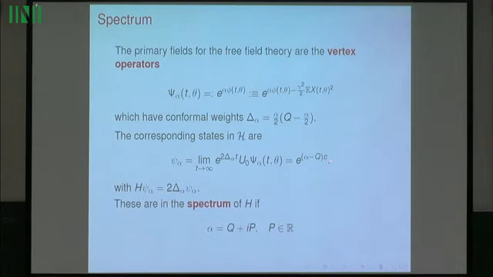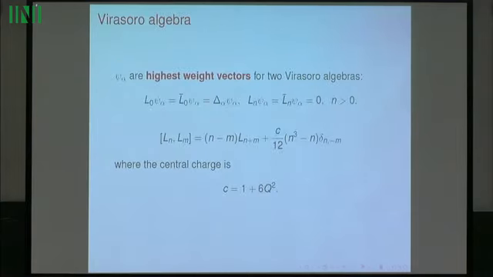Only if this number here is purely imaginary are these actually in the spectrum of the Hamiltonian. The Hamiltonian is a self-adjoint operator. It's a positive self-adjoint operator. It has a spectrum, and the eigenfunctions or generalized eigenfunctions are the ones where alpha is q plus ip. So q cancelling the q here, and p being real and ip. So that's the spectrum of the free field theory.